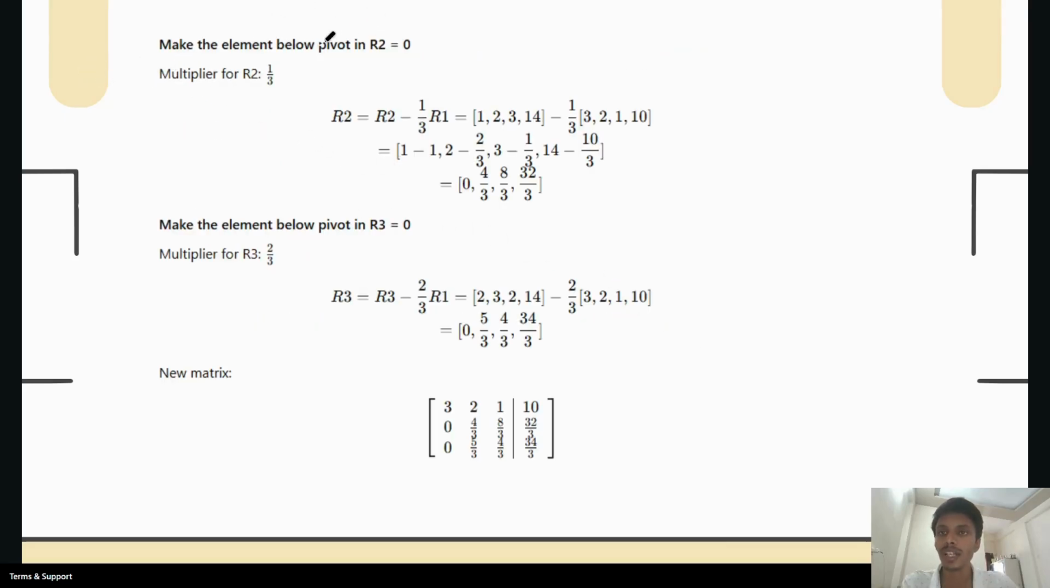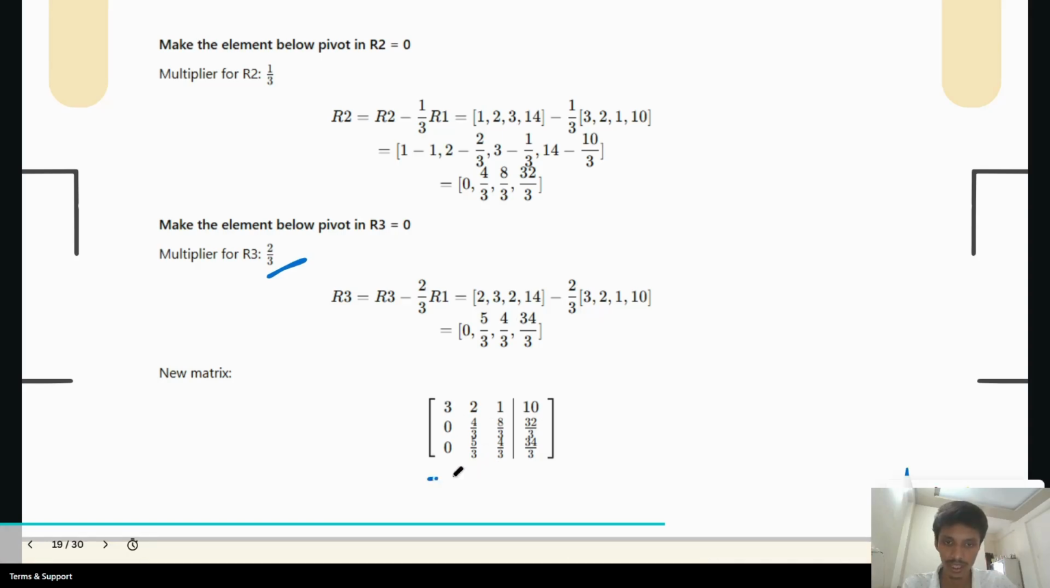We then make the element below the pivot in R2 equal to 0. So R2 becomes 0, 4/3, 8/3, 32/3. We then make sure the element below the pivot in R3 is equal to 0. Then we use the multiplier for R3, which is 2/3. So R3 becomes 0, 5/3, 4/3, and 34/3. The new matrix becomes like this.